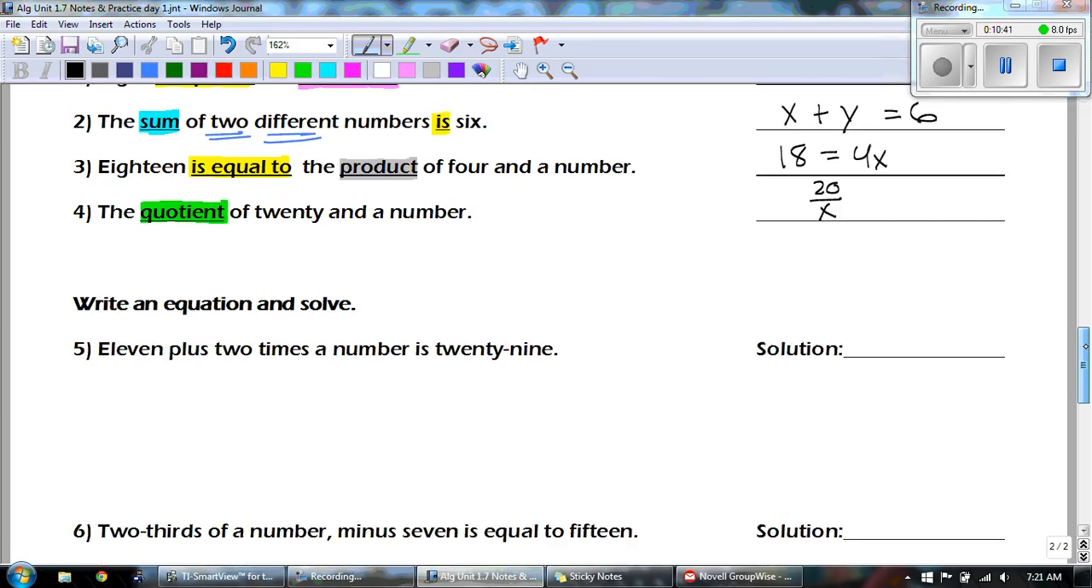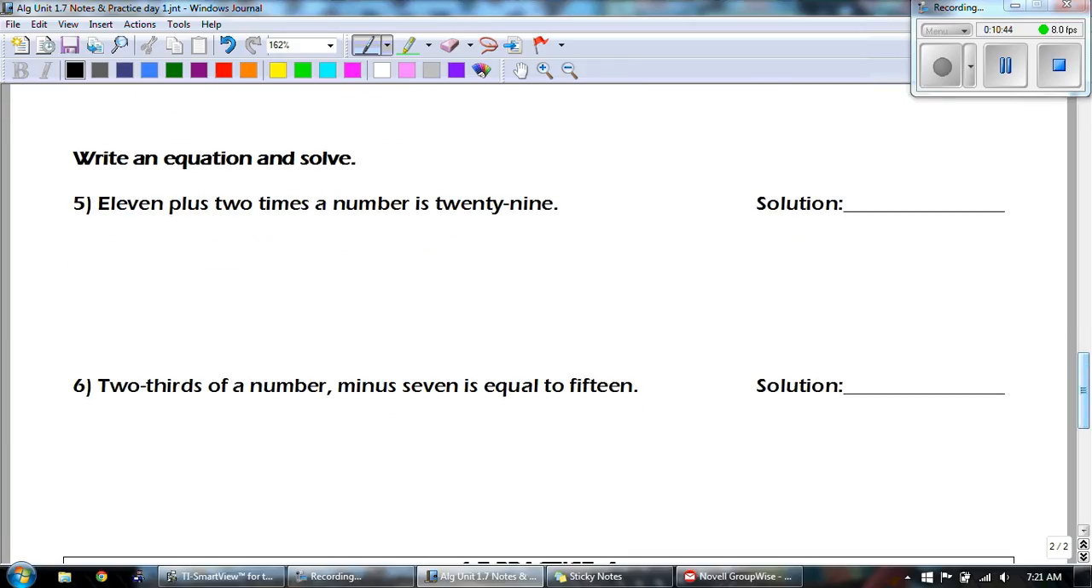All right. Now it's asking us to write an equation and solve it. All right, so let's go through this. We have 11 plus 2 times a number is 29. So if we look at this, we have 11 plus 2 times a number is 29. Okay, so here is our equation. So they say write the equation, but now they want us to solve it.